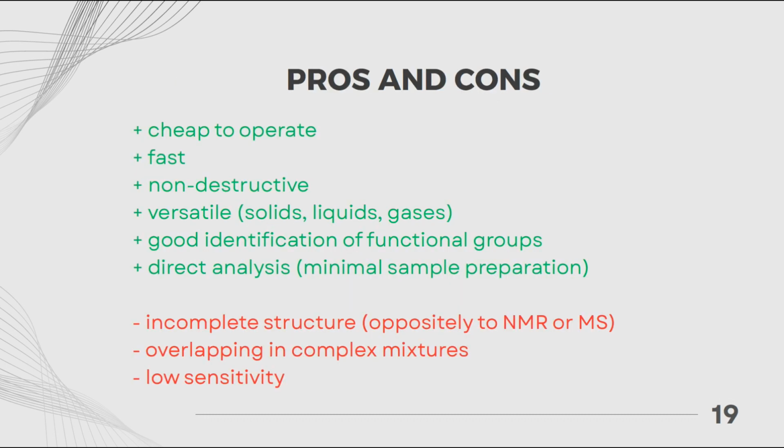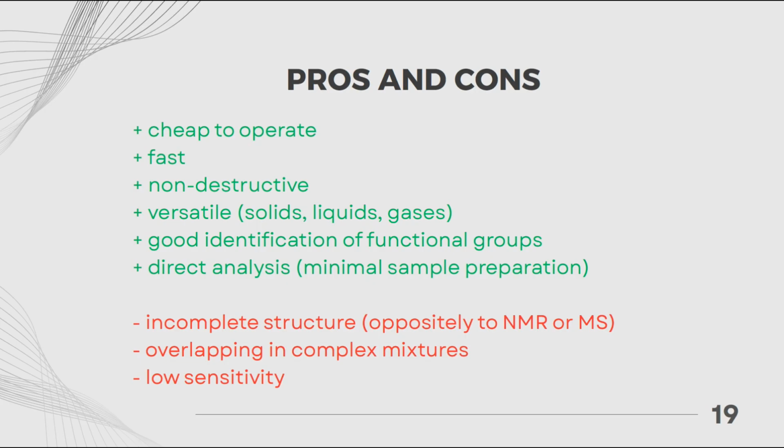Which advantages and disadvantages are here? Infrared spectrometry is indeed very cheap to operate. That's once again a great advantage. It is also fast and non-destructive, as well as ultraviolet-visible spectrometry. And a very nice advantage of infrared spectrometry is that it is versatile. It means that you may measure solids, liquids, or gases. You're actually very flexible with the state, and it's a great advantage, I think.